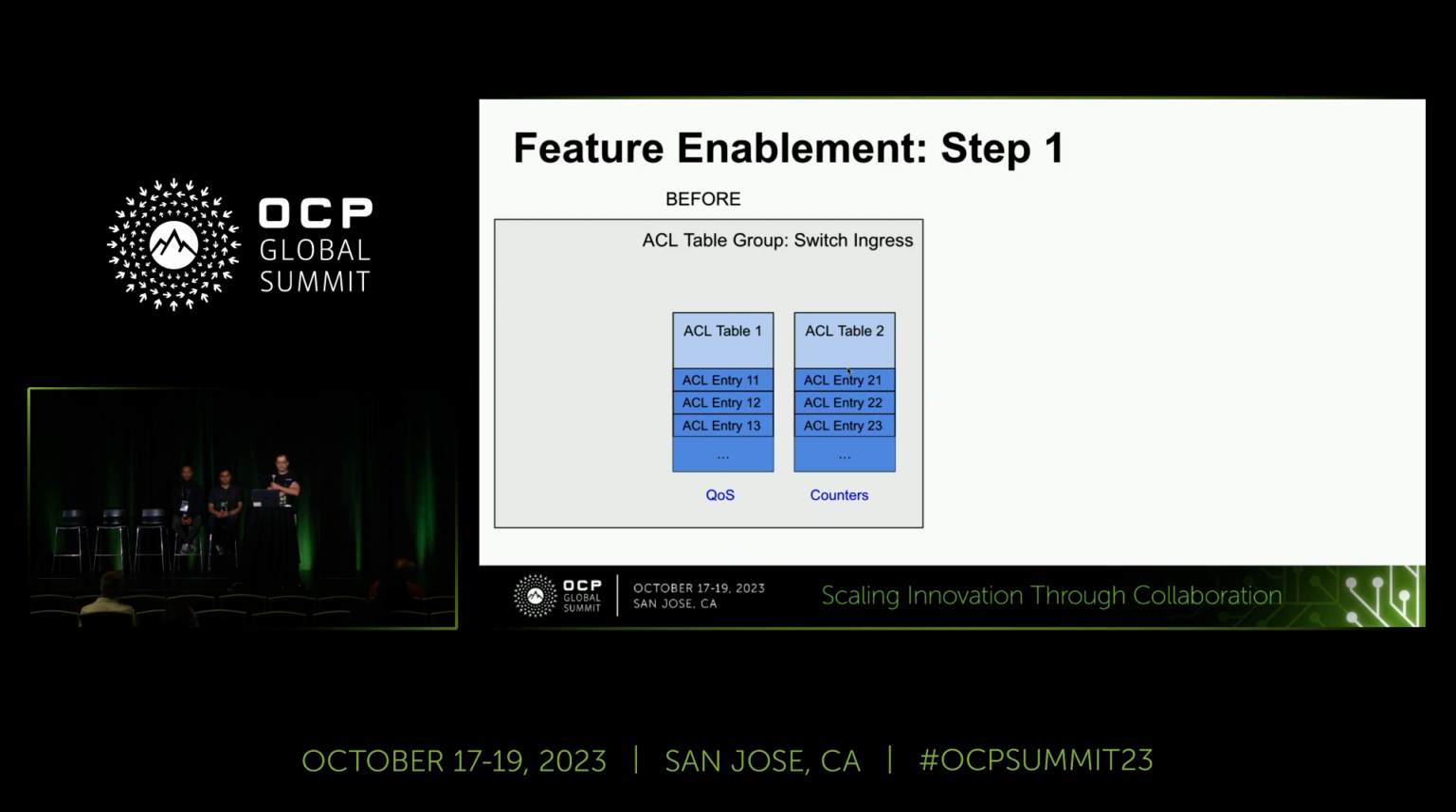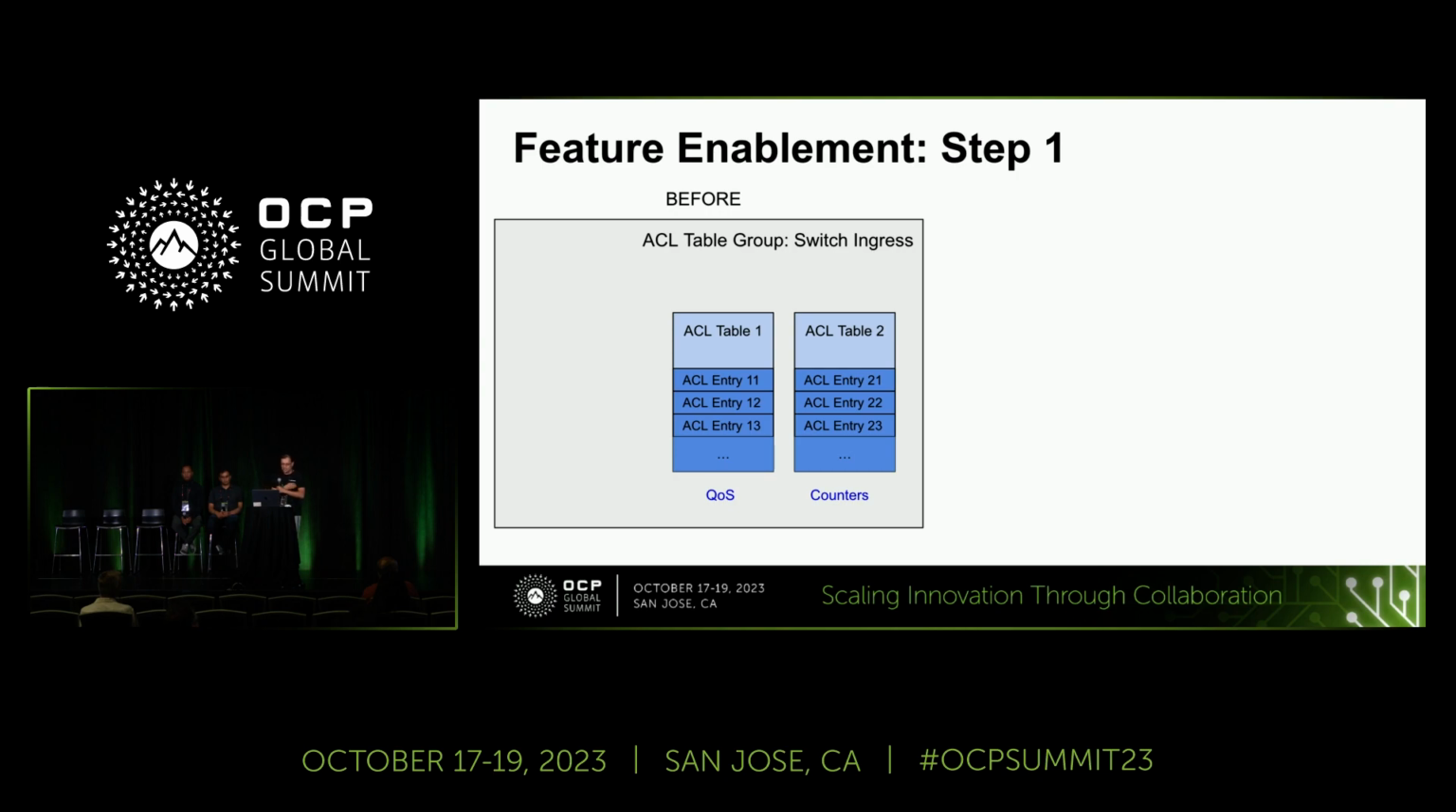So this is a sample example of how you get from the current state. In this particular example, we have a single ACL table group bound as switch ingress, and it has a couple of tables. Let's say one for a quality of service use case, another for counters. The reason you cannot place these ACLs into a single table is because of how the programming model works: if you want a single packet to hit multiple ACL entries, then you have to place them in different tables. That's just the SAI programming model as well as how the ASIC supports it.